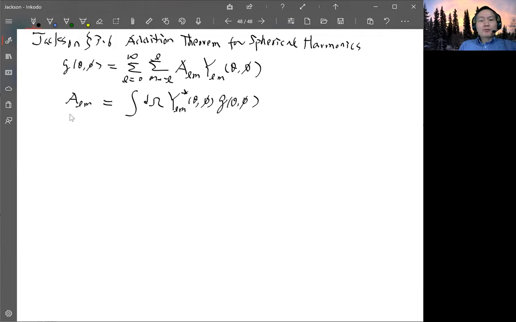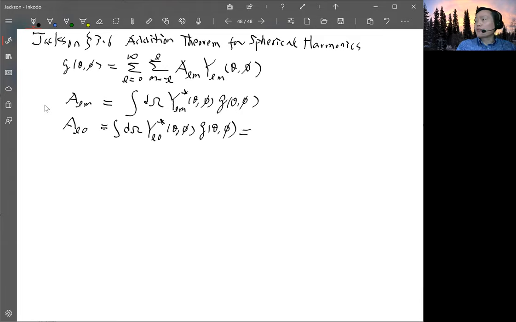All of these are general, but then we take a look at a particular relation. For the M component A_L0, that will only pick up the Y_L0 term, M equals 0, times g of theta and phi. When you set M equals 0, you just pick up one term, which is basically a Legendre polynomial with some normalization constant. This is by equation 3.53.